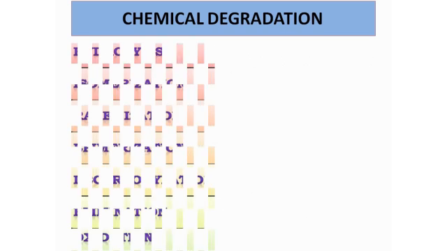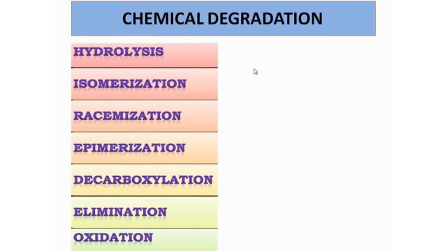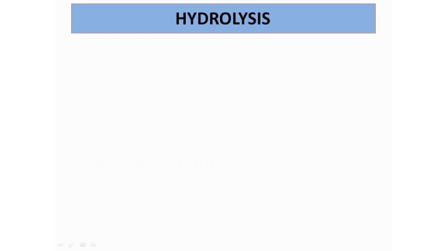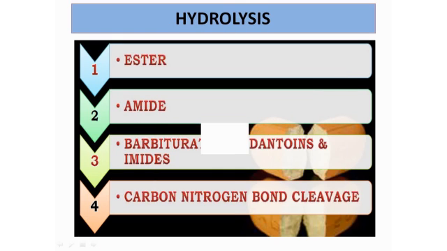The next type of degradation is chemical degradation. In chemical degradation, we have different parts. Hydrolysis. We know what hydrolysis is. It is the decomposition of any substance by the help of water. Then isomerization, racemization, epimerization, decarboxylation, elimination and oxidation. Let's discuss one after another. First, let's see the hydrolysis.